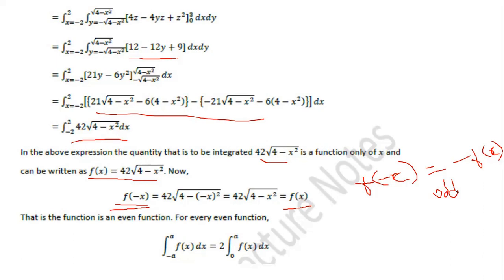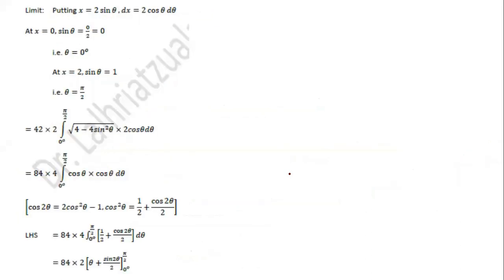So if it is an even function, the normal rule of integration is that whatever you integrate on the negative side of the x-axis will be the same as whatever you integrate on the positive side of the x-axis. So if f(x) is an even function, the integral from minus a to plus a of f(x) will be 2 times the integral from 0 to a of f(x). Okay, so that is the property of an even function. You have to use that property.